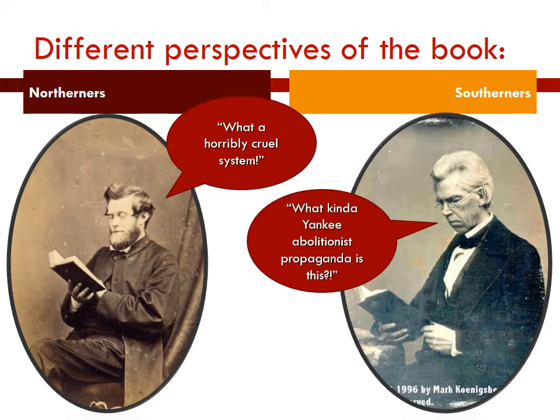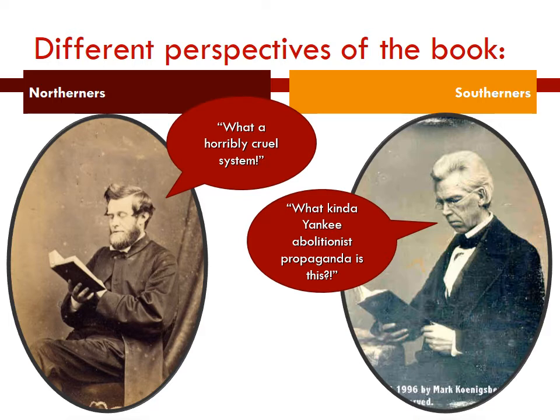Southerners are reading the same book and they're like, what kind of Yankee abolitionist propaganda is this? Because what it painted the South to be was that A, everybody owned slaves, B, everybody that owned slaves was a horrible individual that cruelly beat all of their slaves, and that they were vicious and vile just for the sake of being vicious and vile. And what a lot of these people were saying, they're like, that's not me.